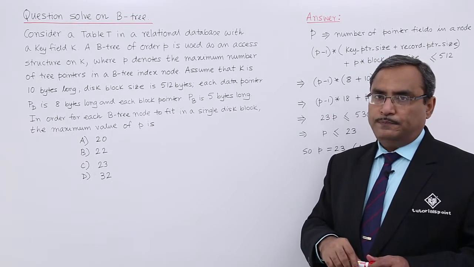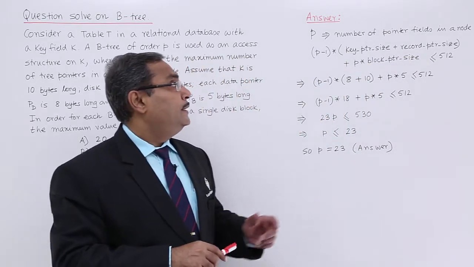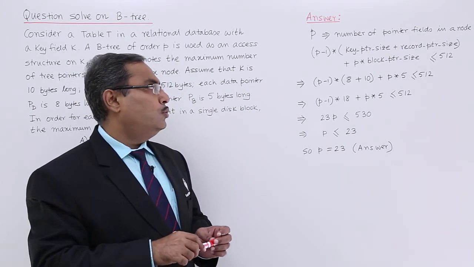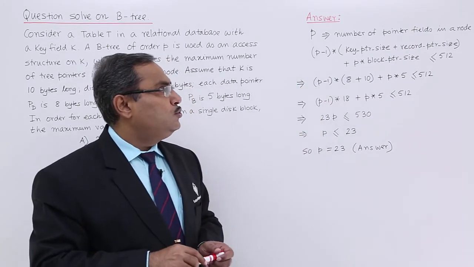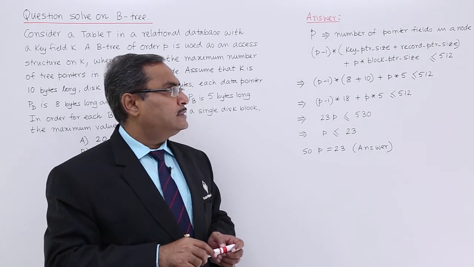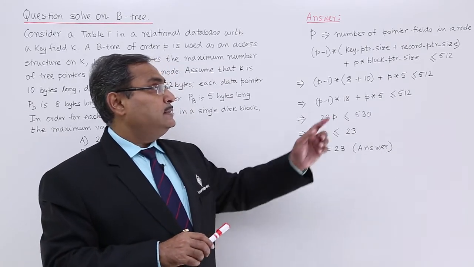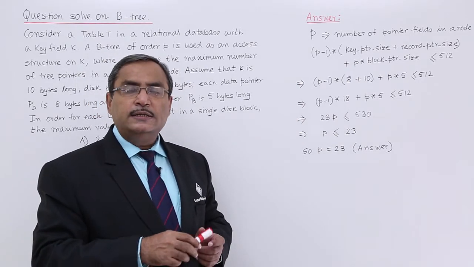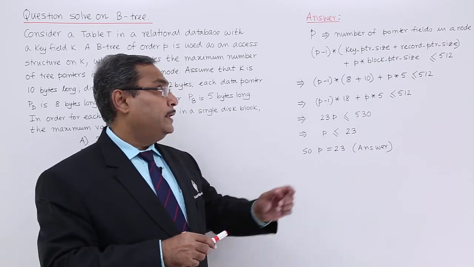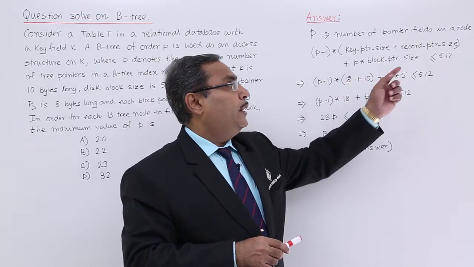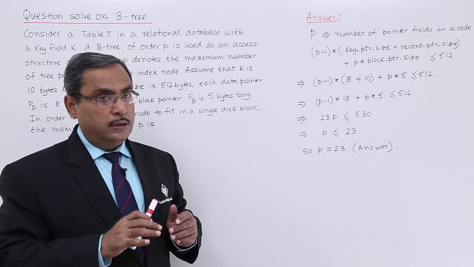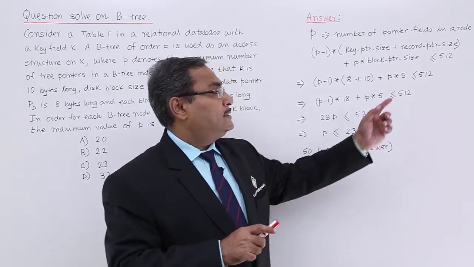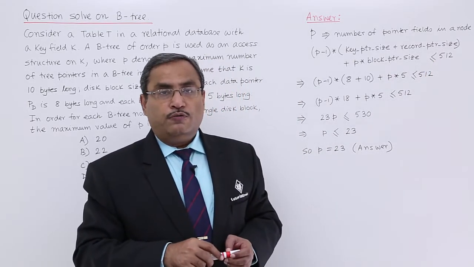So how to solve this one? Now here is the solution for us. Let us suppose we are considering P, the number of pointer fields in a node. So (P minus 1) into (key size plus record pointer size), where the record pointer will be pointing to the respective record, plus P into block pointer size. This is the total size of a single index node, and that size should be less than or equal to 512.